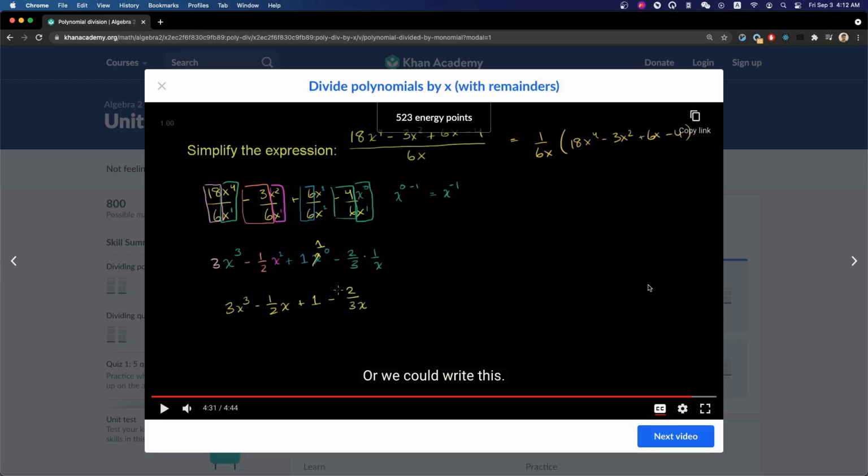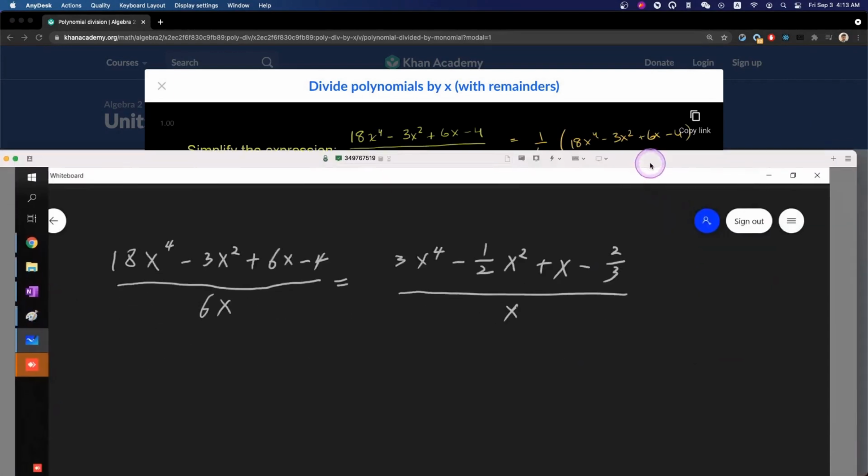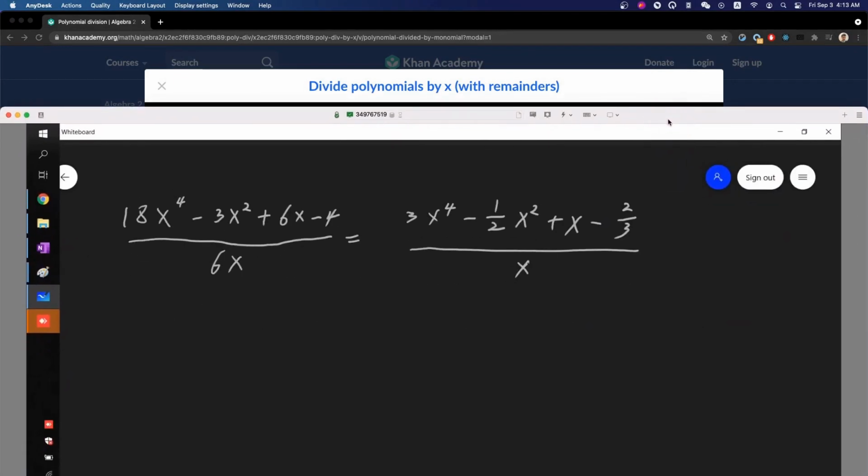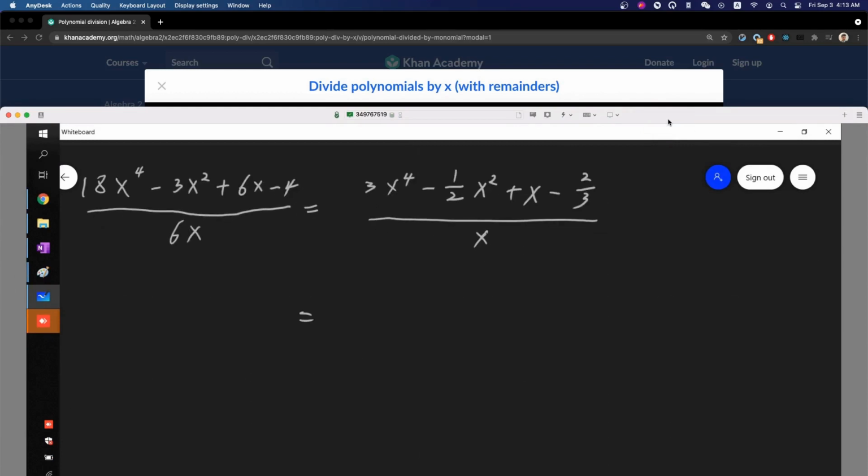So according to this video, I'm pretty sure what I did here is not the best solution, or it's not the end solution. It's a solution, but not the best. So we need to do a further simplification. In this case, we could split the numerator apart. For example, that will be something like this: 3x to the fourth power over x minus 1/2 x to the 2 power, or x squared, over the x, plus the x over x, and then minus 2 over 3 then over x, something like that.